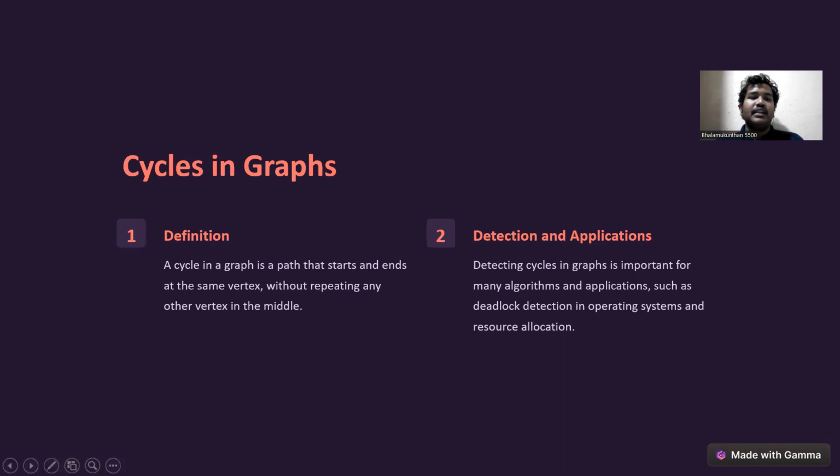Cycles in graph. A cycle in a graph is a path that starts and ends at the same vertex without repeating any other vertex in the middle. Detection and applications of cyclic graphs. Detecting cycles in graphs is important for many algorithms and applications such as deadlock detection in operating systems and resource allocation.